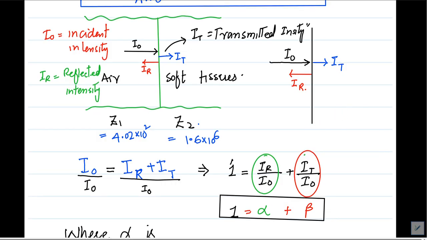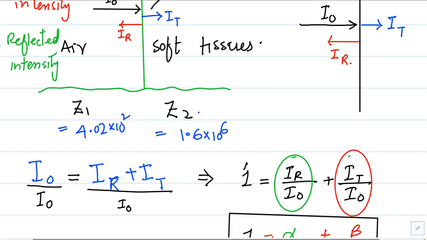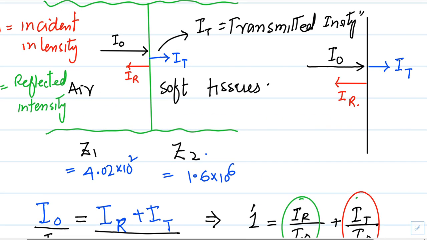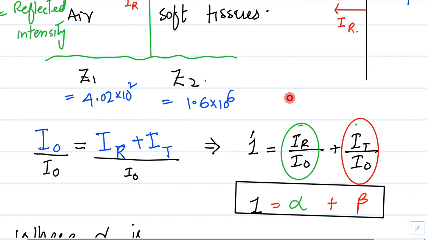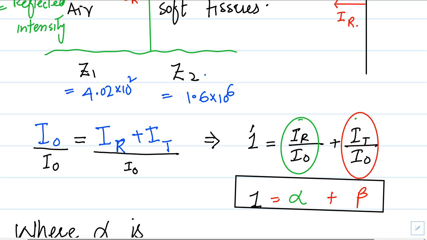So if I say that the Z of the air, what is Z in the air? Z of the air is 4.02 into 10 to the power 2, and Z of the soft tissues is 1.6 exponent 6. Yes, I have stated these values. So if I write a logical equation, that out of the total intensity, some of the intensity is transmitted whereas the remaining has been reflected. I think this is not a wrong equation.